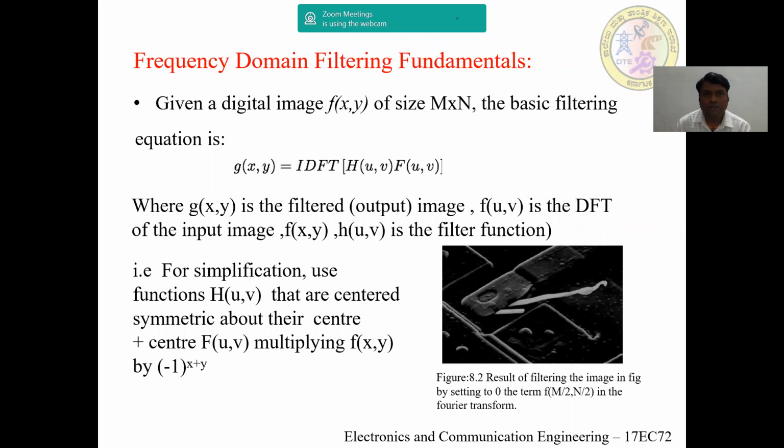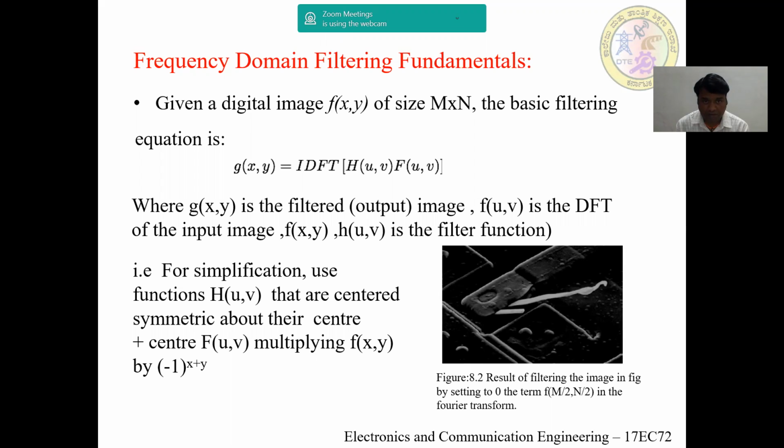Frequency domain filtering fundamentals. Given a digital image f of x comma y of size m cross n, the basic filtering equation is given by the expression g of x comma y is equal to inverse Fourier transform of H of mu comma v into F of mu comma v, where g of x comma y is the filtered output image, F of mu comma v is the DFT of the input image f of x comma y, H of mu comma v is the filter function.